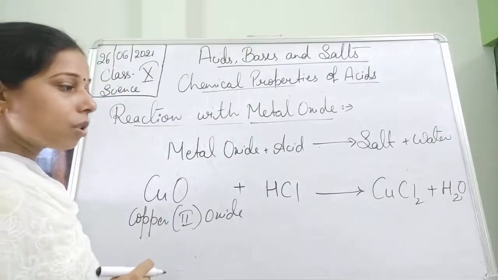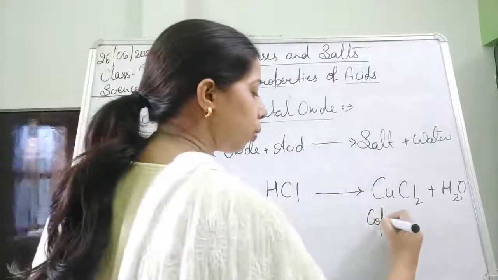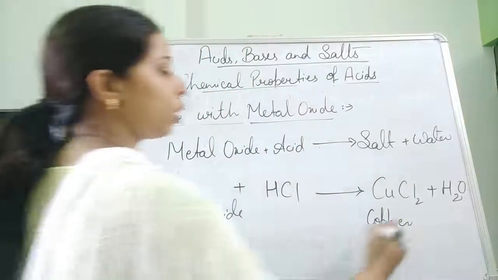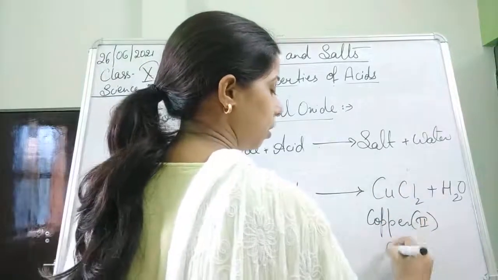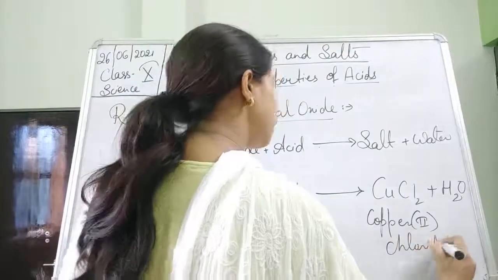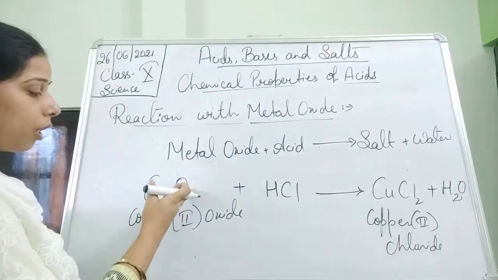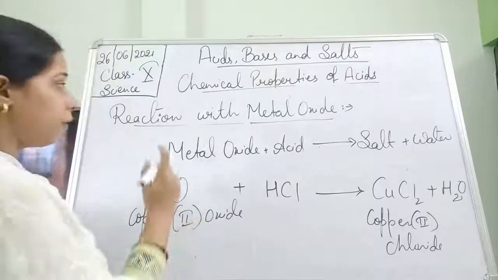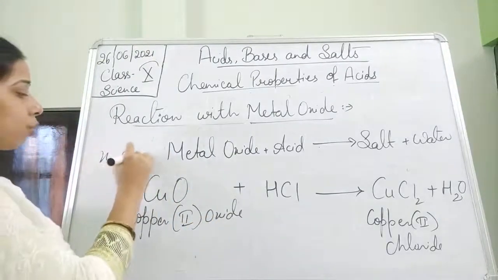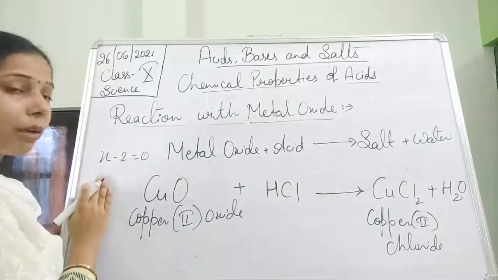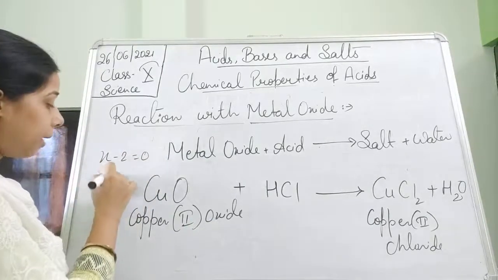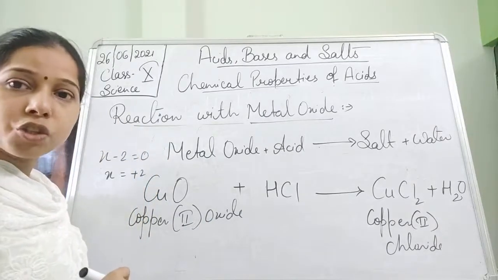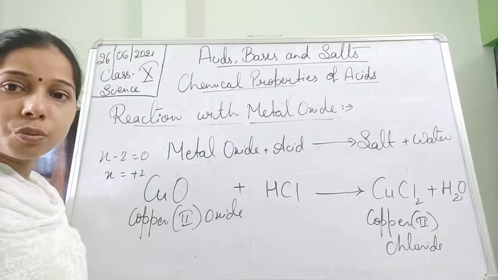Now we have to balance it also. This is called copper chloride, copper second chloride. How can we check that the valency is 2 here, students? Absolutely. Oxygen, you know that oxygen valency is -2. So if we take it as X minus 2 is equal to 0, X will be the valency of the copper and it will become X is equal to +2. So we understand that the charge present on the copper is 2.